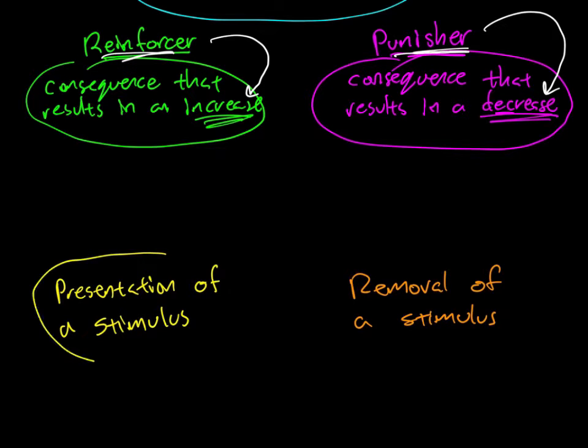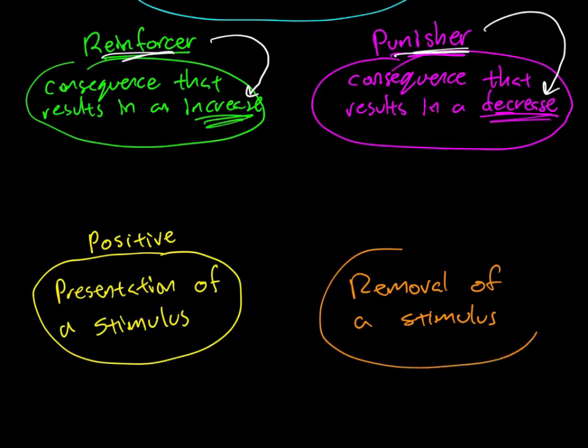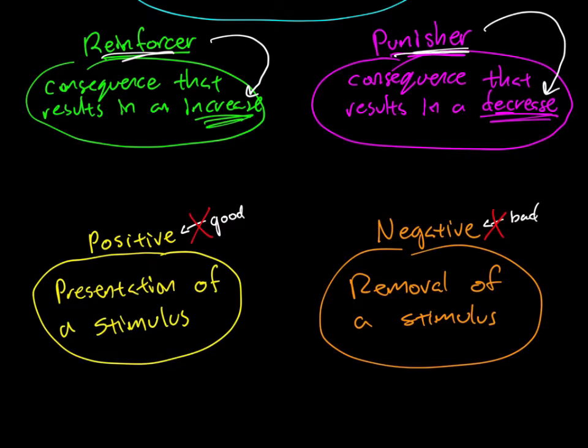The presentation of a stimulus, behaviorists refer to this as positive. This is a positive consequence. And the removal of a stimulus, they refer to as a negative consequence. Now, this is an extremely unfortunate choice of words, because in everyday language, we think of the word positive as meaning good. And we think of the term negative as meaning bad. And this is very bad, because this is not what these things mean in operant conditioning at all.